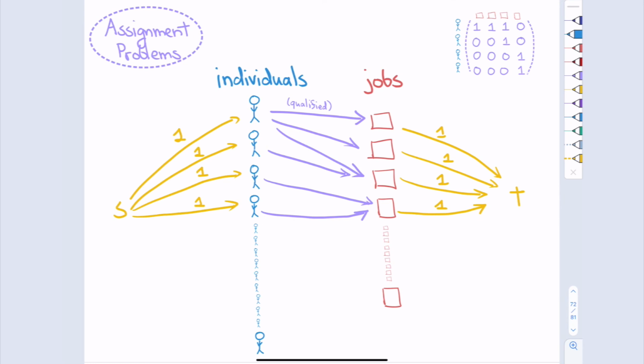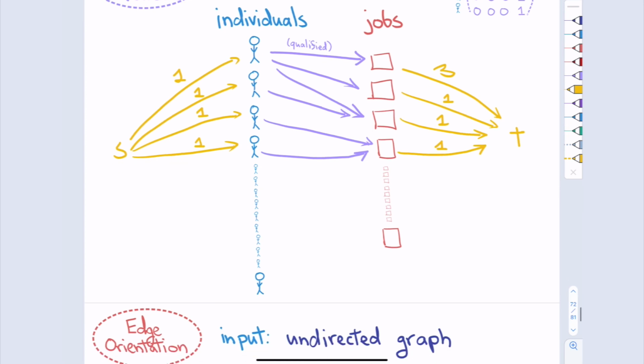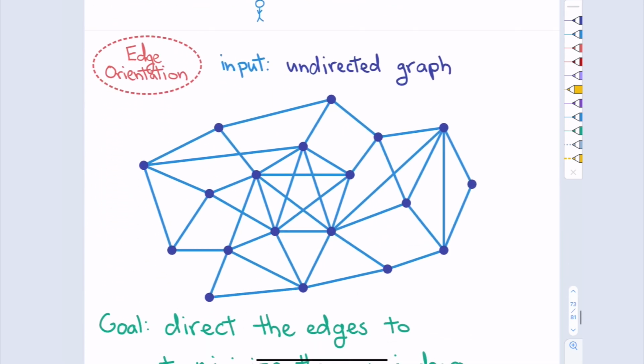Okay. I only point out that it's completely natural to say, oh, this job needs 3 people, the next job needs 4 people, this person can do 3 jobs, and so forth. And you can adjust those source and sink edges accordingly. All right. Our timing is pretty good. Okay.